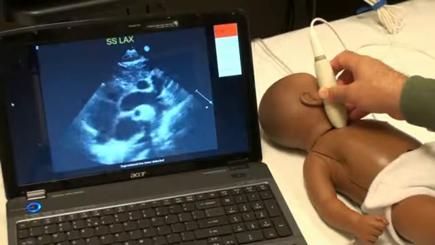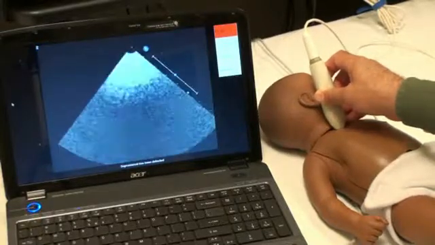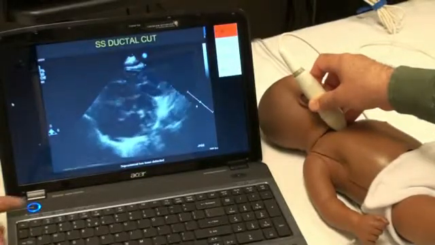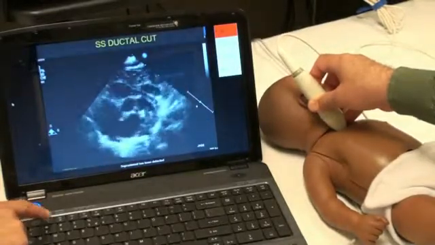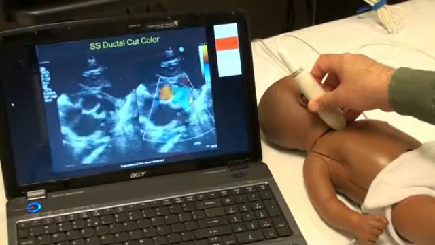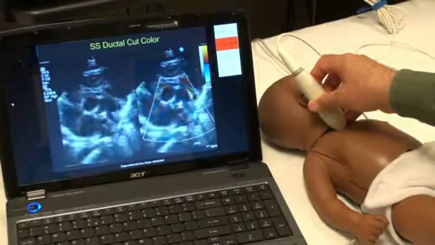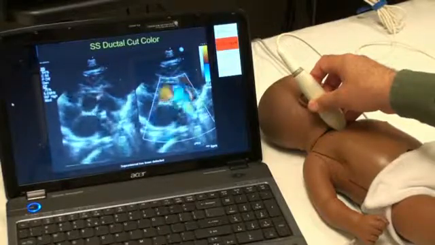We do a rotation clockwise and tilt to the left side of the baby. This is the ductal cut demonstrating the pulmonary artery branches and the PDA with the color flow, and we still see the LA behind the aorta.